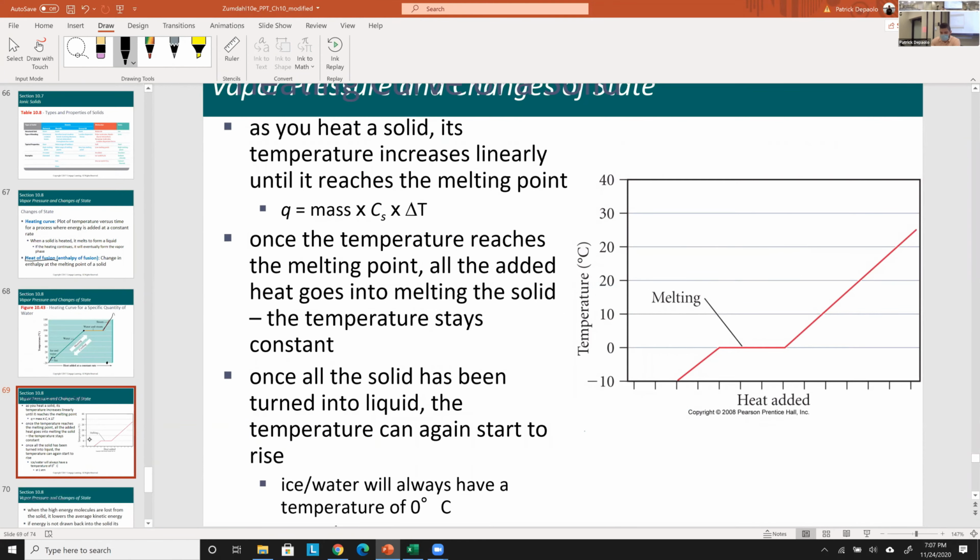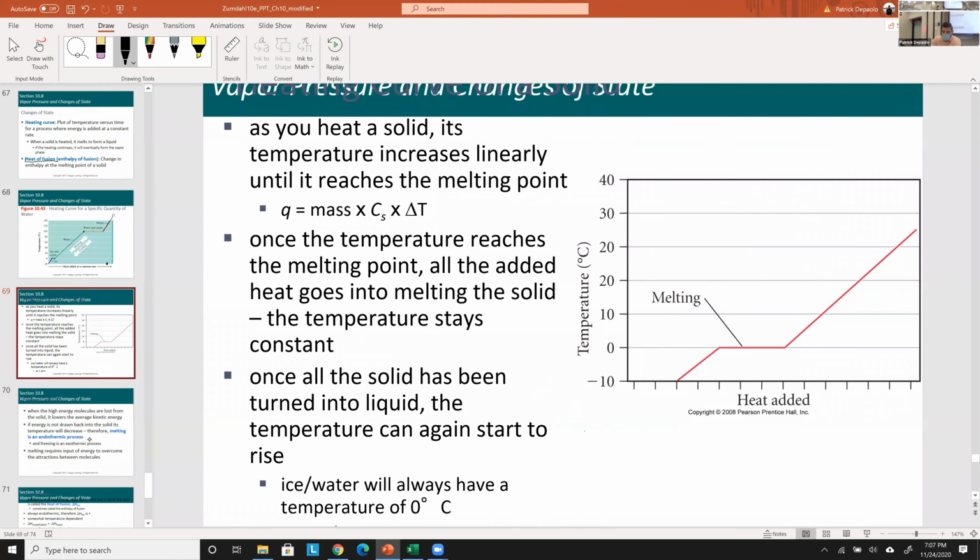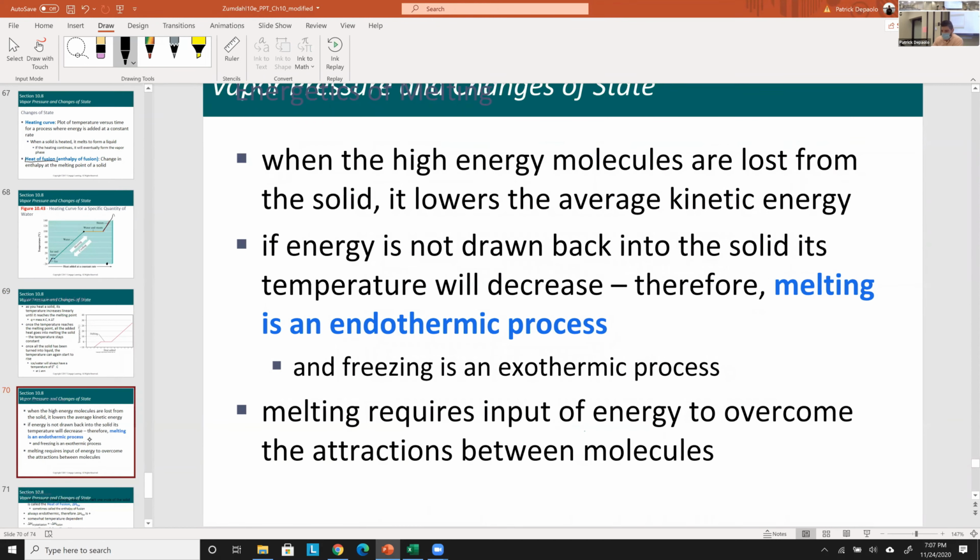All right, so as you heat, we understand this already. It's just Q equals MC delta T. Melting is endothermic, right? So you need to put in energy to give those molecules that are solid a liquid state, or give them an increased kinetic energy state. Because when you form the solid, you lower the kinetic energy, right? So you need energy to come back in order to increase the temperature and increase the kinetic energy, which is the same thing.